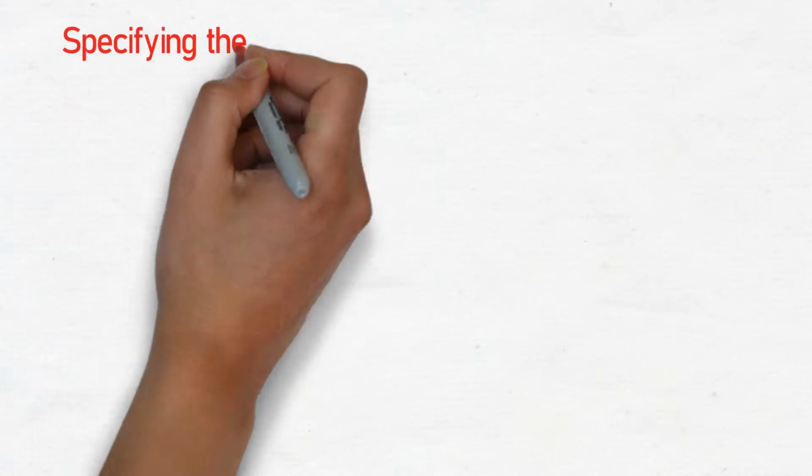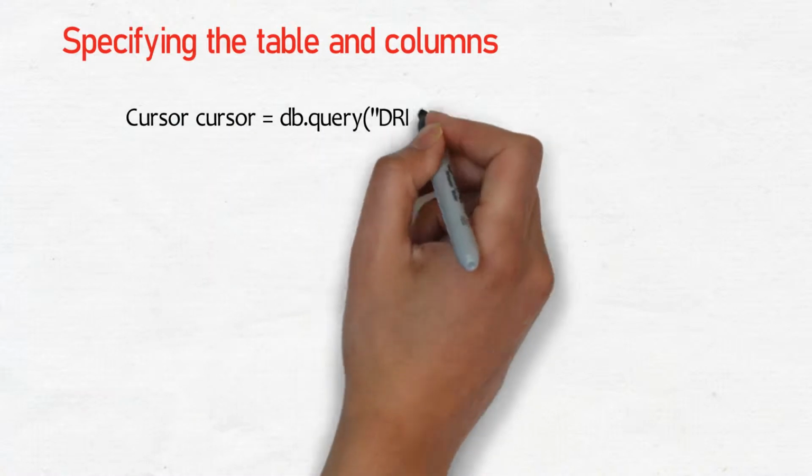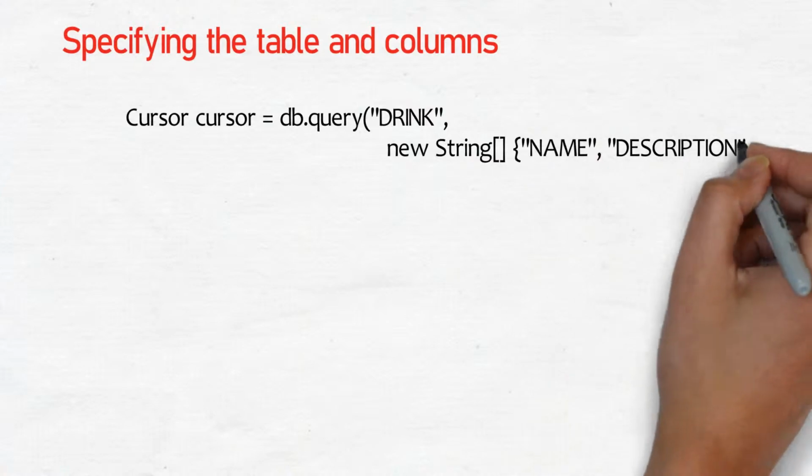Specifying the table and columns. The simplest type of database query you can create is to return all the records for particular columns without specifying criteria. To do this, put the name of the table as the first parameter and the string array of the column names as the second.